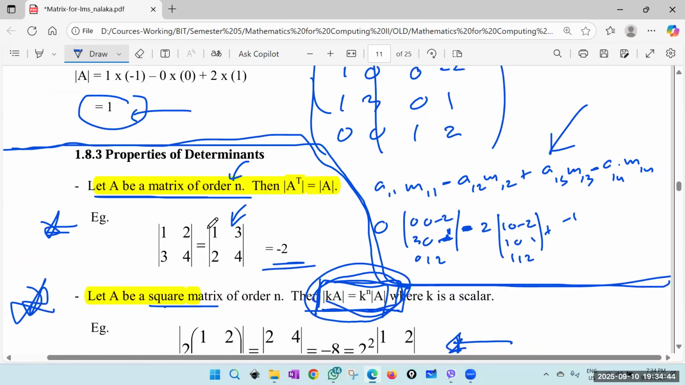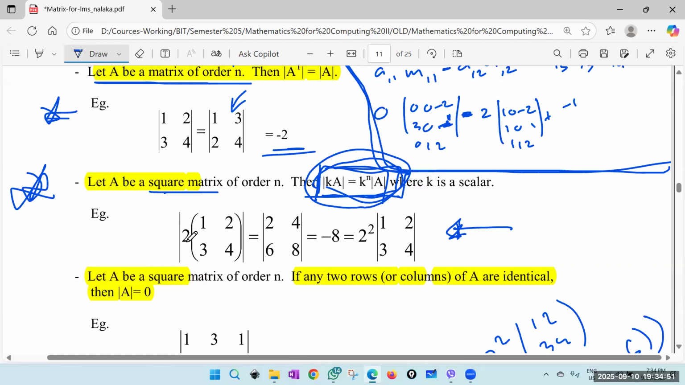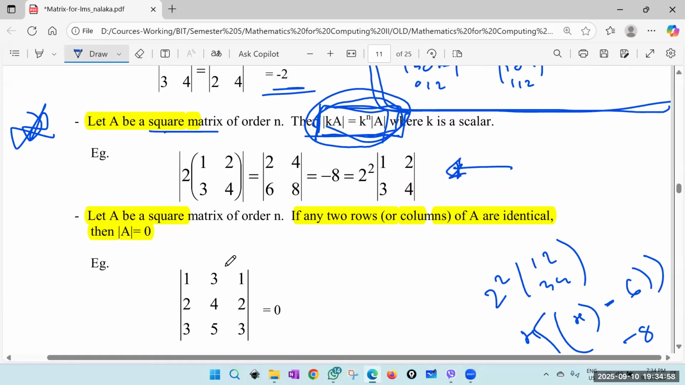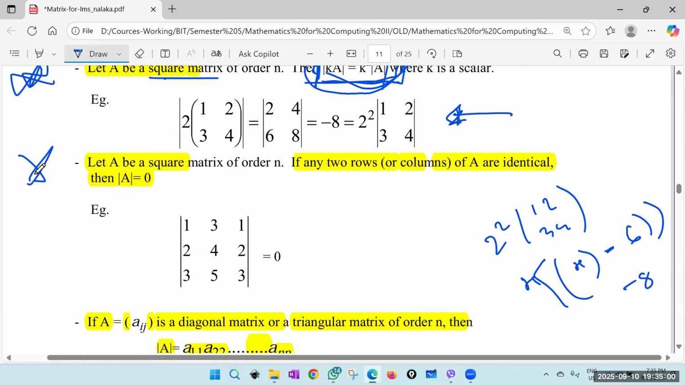Right. So the first property is the determinant of a matrix is the same as the determinant of its transpose. When you multiply by a constant k, k to the power n times the original determinant is the result. Our next property is, if you have a square matrix, obviously, because there's no determinant for non-square matrices, if any two rows or columns are the same, its determinant is zero. Any two columns or any two rows.